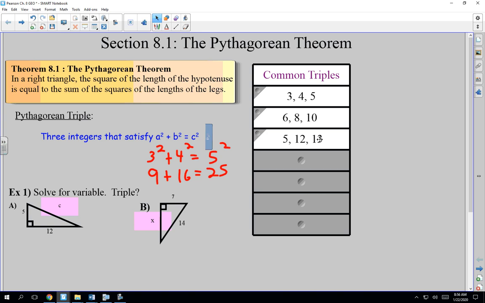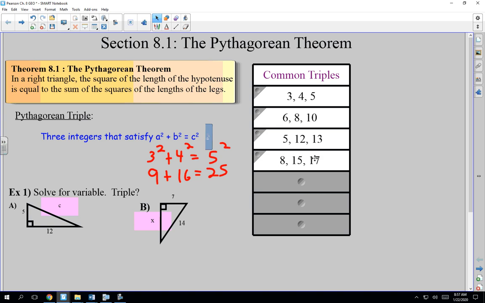5, 12, 13 is another one. When I give you a list of triples like 5, 12, 13, how do you know which are the legs and which is the hypotenuse? The legs are the shorter two of the 3. And the hypotenuse is always the longest side, opposite the right angle.